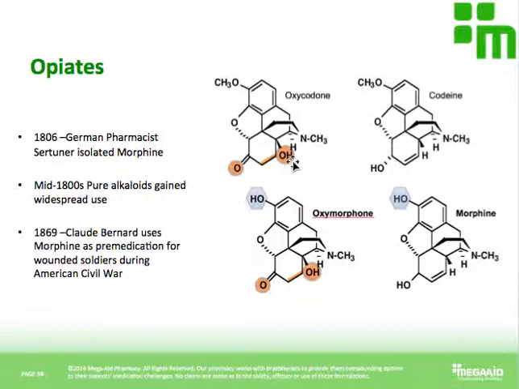So morphine was first isolated in 1806 by a German pharmacist, and ever since then, even during the American Civil War, it's been used extensively, and it's very effective for the treatment of severe pain.